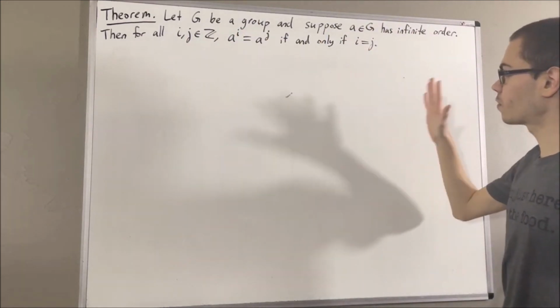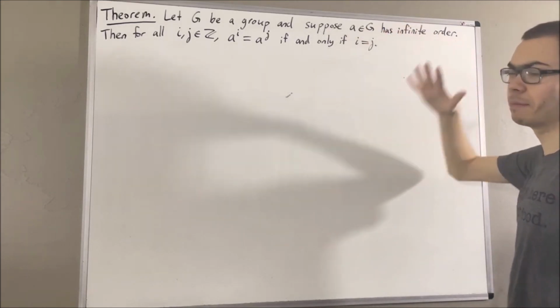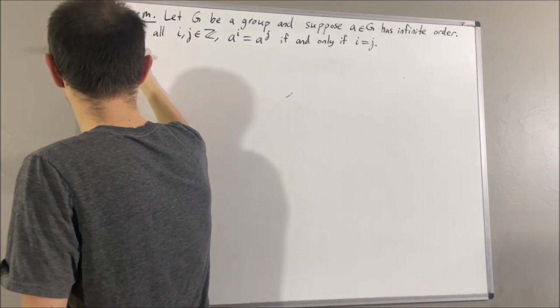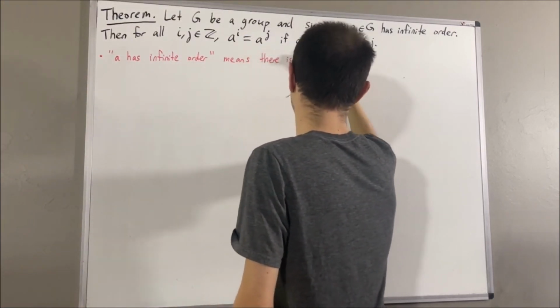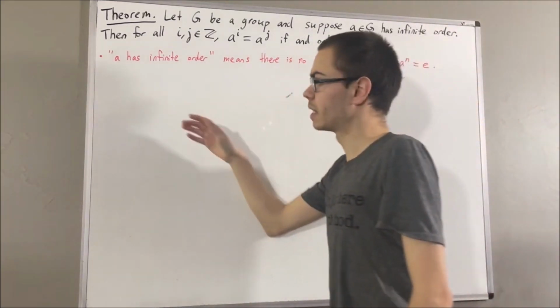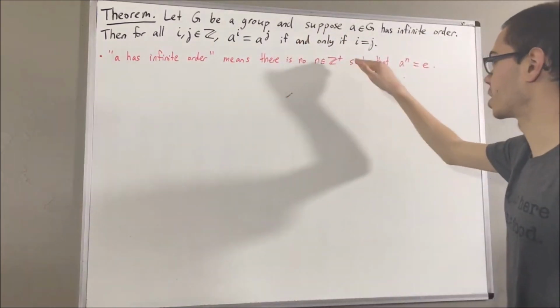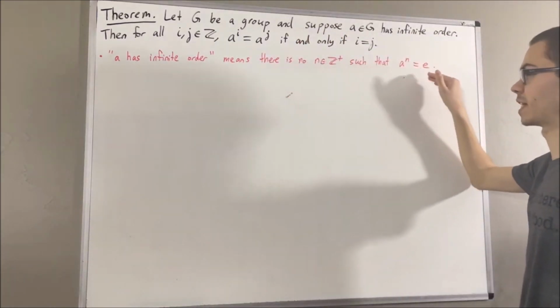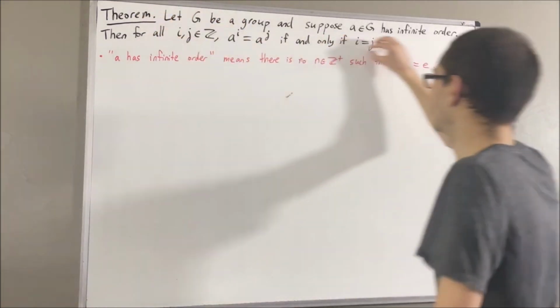Now, let's first remind ourselves what it means for a group element to have infinite order. It means the following. Given a group element a, to say a has infinite order means that there is no positive integer n such that a to the power of n is equal to the identity element. Okay, so now let's get into proving this theorem.